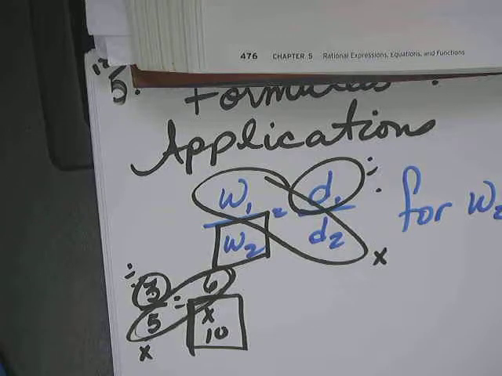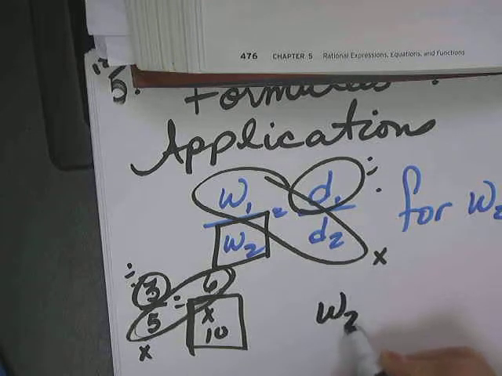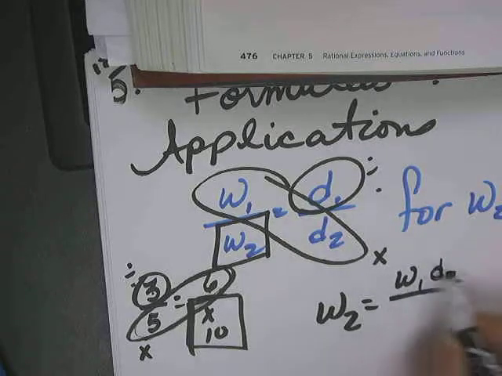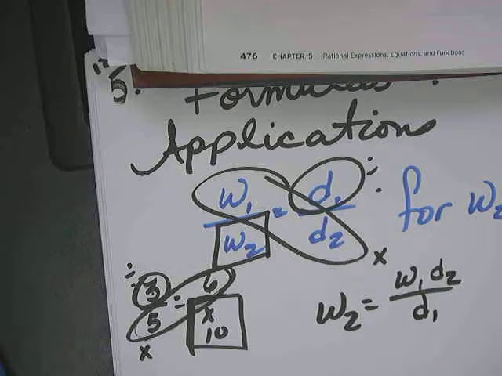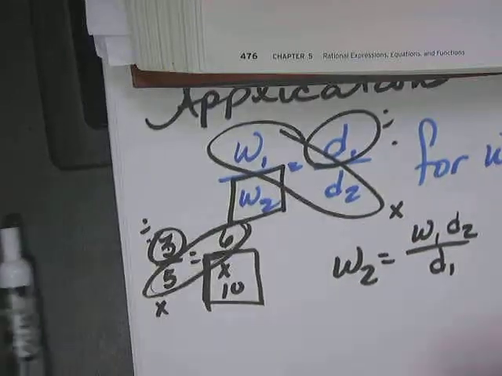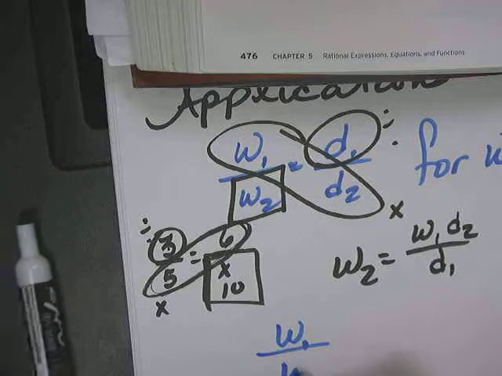Okay? So you can just do that. So W2 would be W1 times D2, or the other way around, if you want to put them alphabetical, over D1. And if you don't remember that you could do that, you go through the steps.